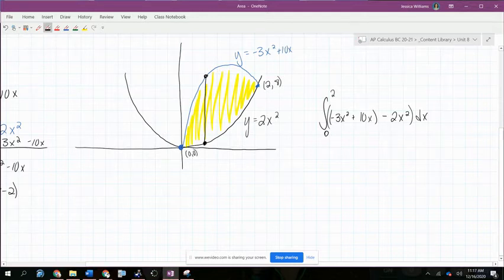Awesome. That's the setup for your area. The rest of this is, fingers crossed, some old news, because now I'm actually going to take the area. I'm going to take the integral.